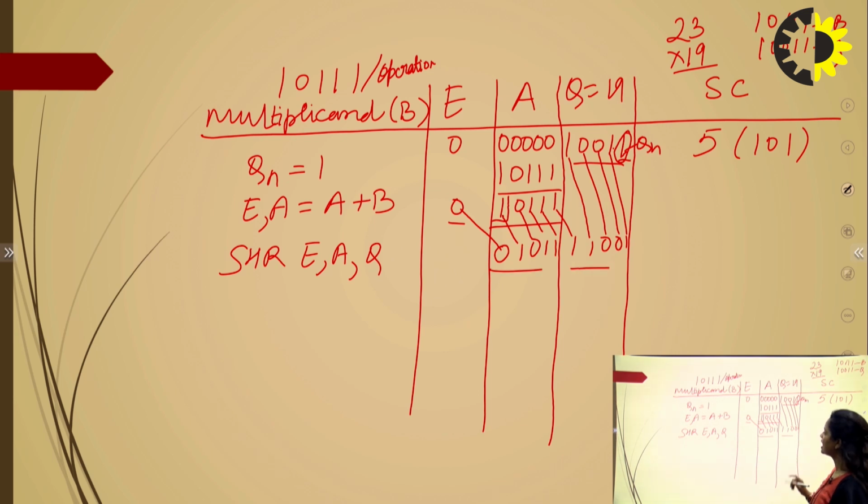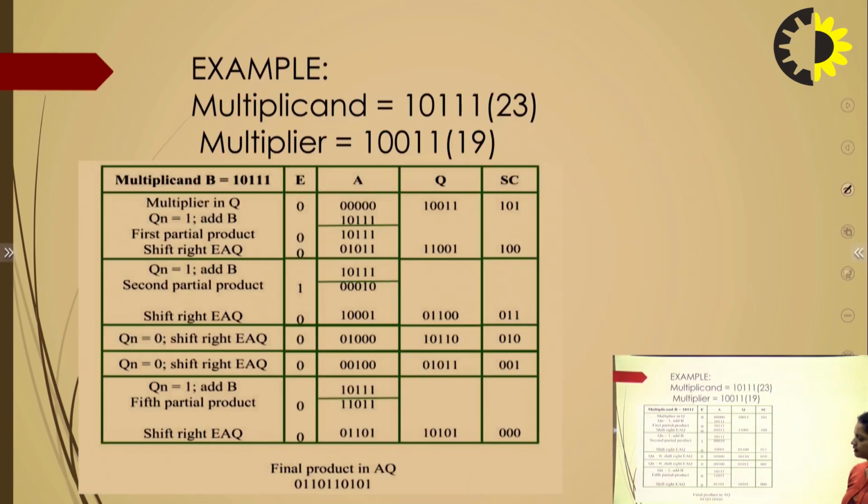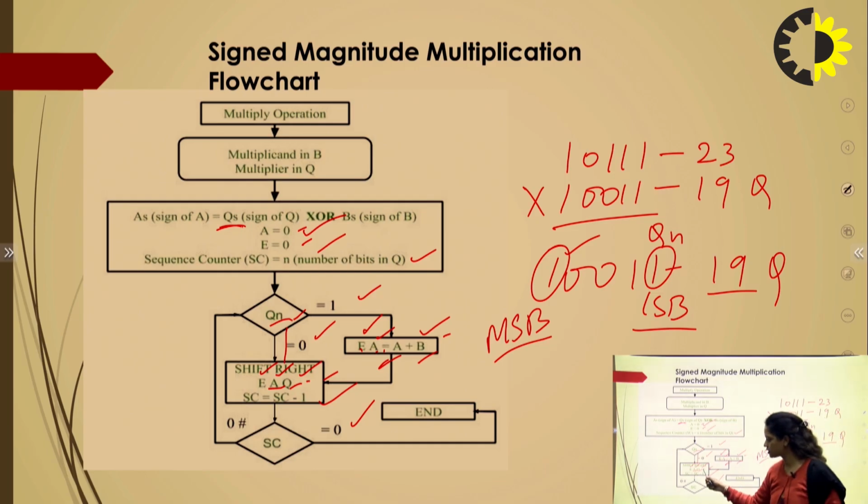Okay, now next is to decrease our sequence counter by value 1, SC equals SC minus 1. So it will become 4 now. That is the next step after doing this shift operation.